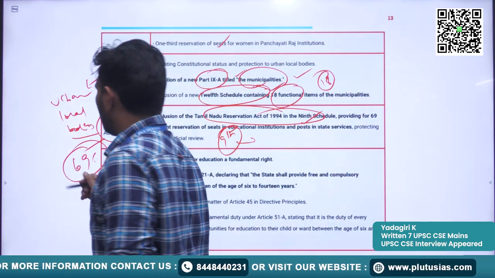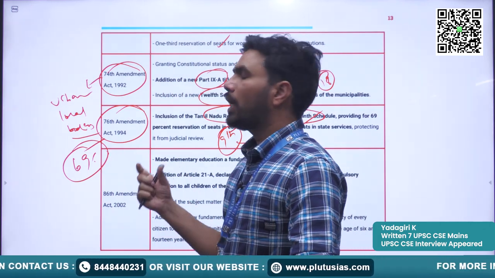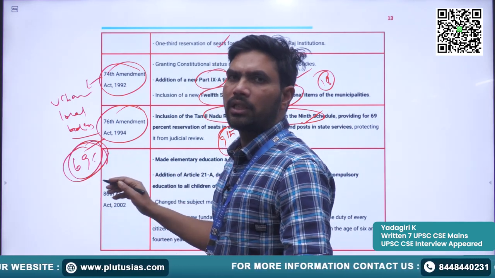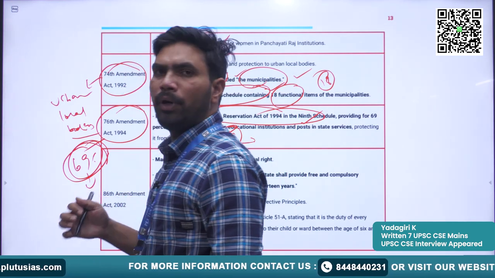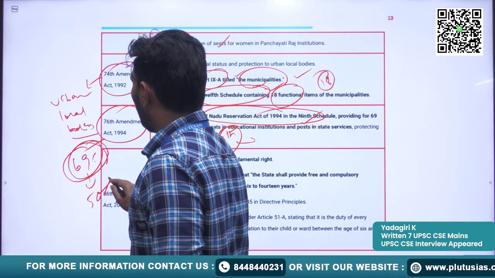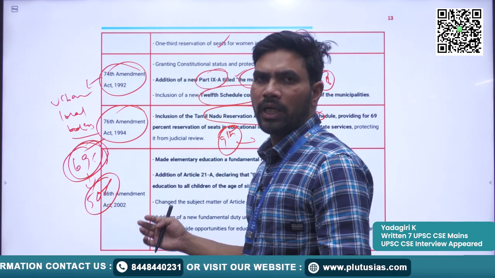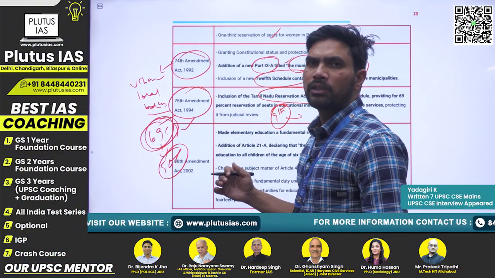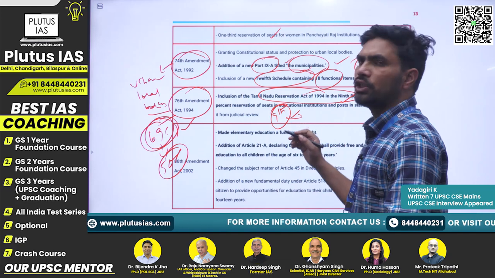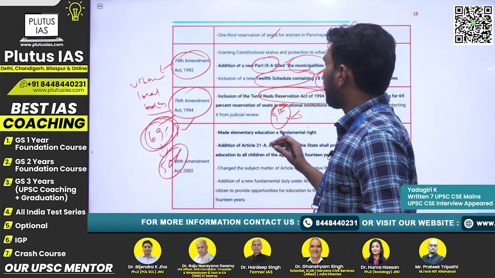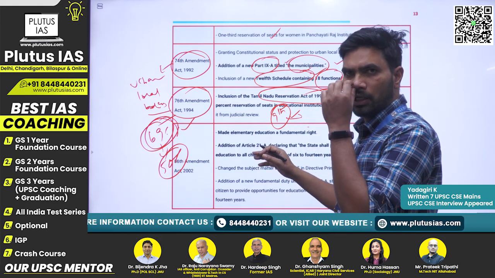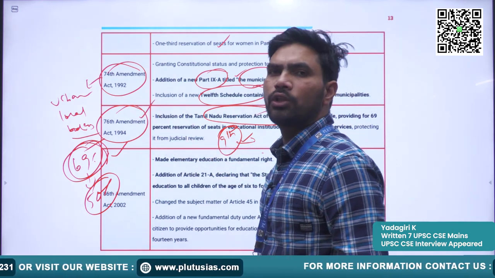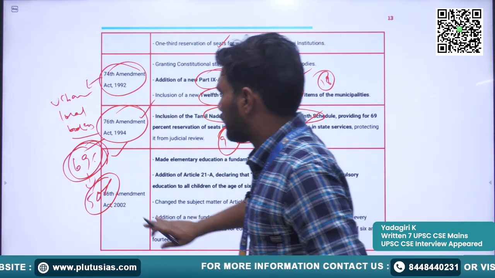69% of reservations in all educational institutions and also in government employment is guaranteed to the backward classes in Tamil Nadu. So it is crossing the 50% limit put by the Supreme Court through the Indira Sawhney case. To overcome this kind of barrier, the particular reservation granting 69% to the backward classes is put in the 9th Schedule of the Constitution to overcome the judicial review aspect of the judiciary, right? So this is done through the 76th Constitutional Amendment Act.